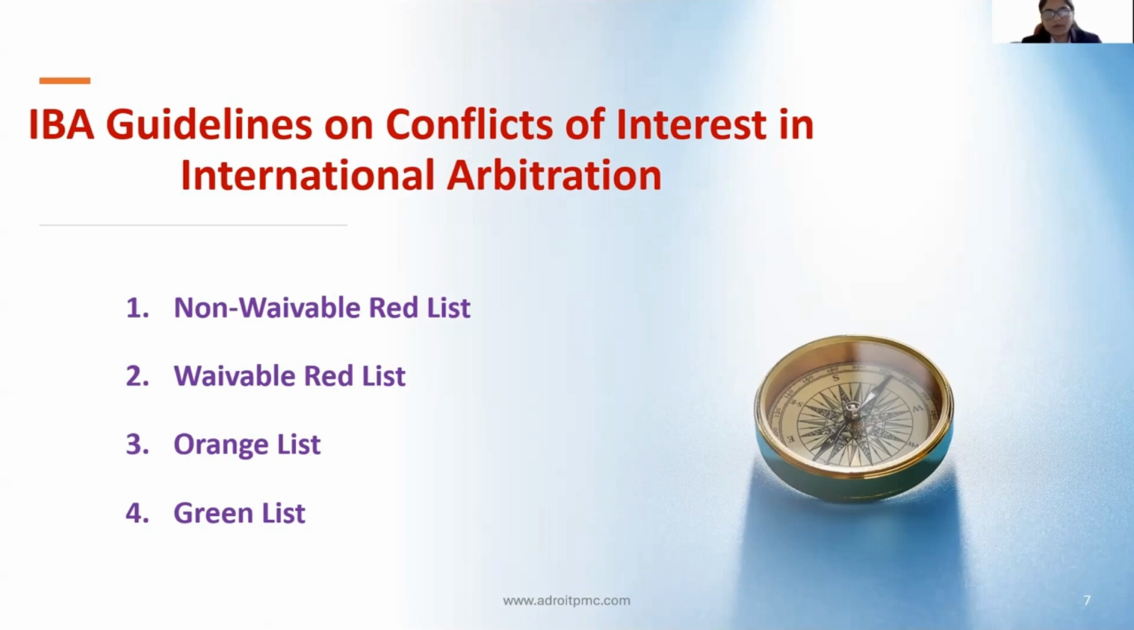That is the non-waivable red list. The arbitrator who is the director of the company, or directly associated with the dispute in hand, or who is one of the parties themselves, will come under this non-waivable red list. So this kind of people cannot be appointed as an arbitrator for that dispute.